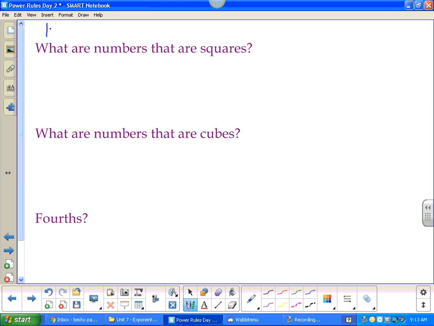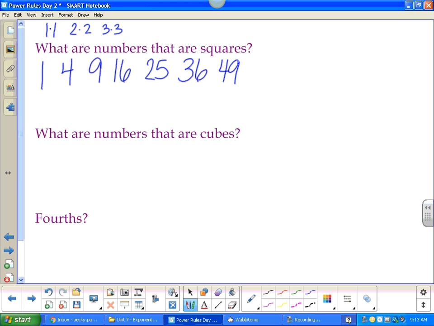Like 1 times 1 is 1, so 1's a square. 2 times 2 is 4, so 4 is a square. 3 times 3 is 9, so 9's a square. 4 times 4 is 16. 5 times 5, 25. 6 times 6 is 36. 7 times 7 is 49. 8 times 8, 64. 9 times 9, 81.